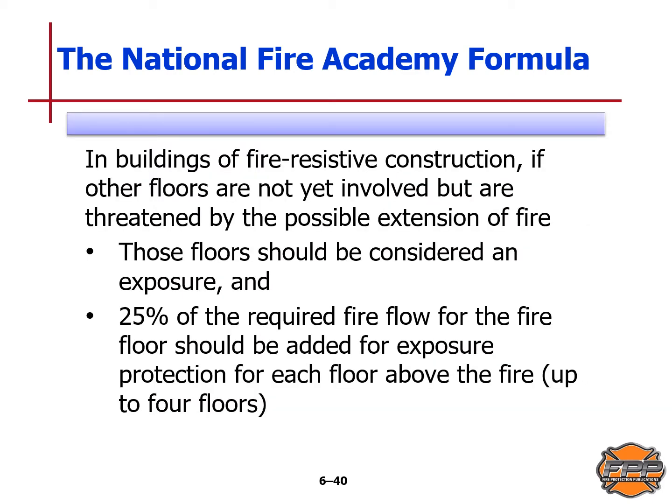In buildings of fire-resistant construction, if other floors are not yet involved but are threatened by the possible extension of fire, then those floors should be considered an exposure, and 25% of the required fire flow for the fire floor should be added for exposure protection for each floor above the fire up to 4 floors. Remember, that's our limit to use this particular formula.